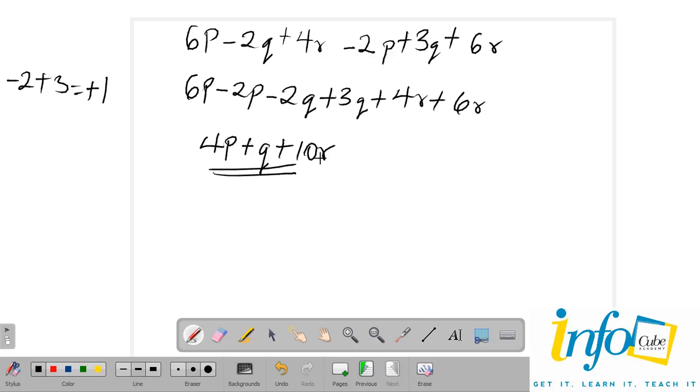Why? P, Q, and R are not like terms. So this becomes your answer. Good. You can as well try out this question. 4x plus 2y minus 3x plus 7y.